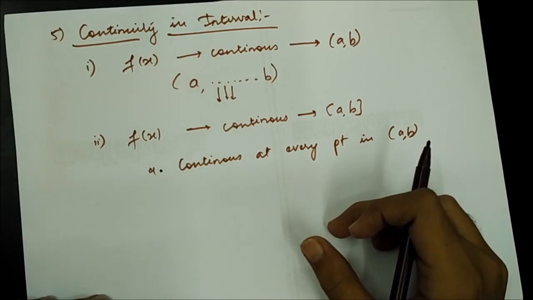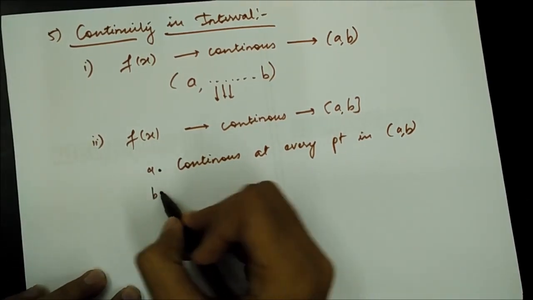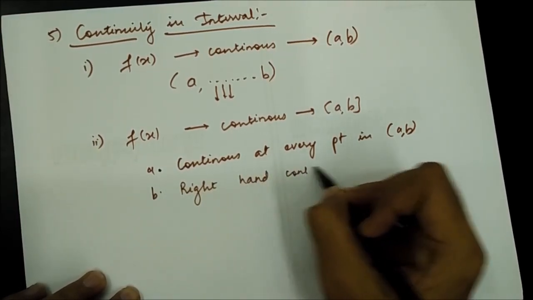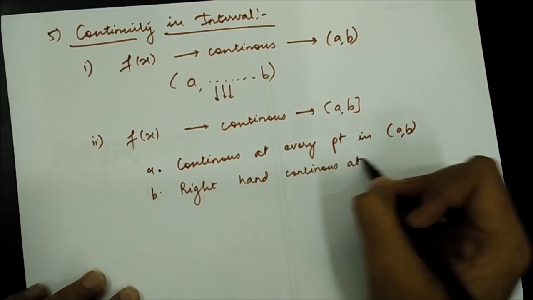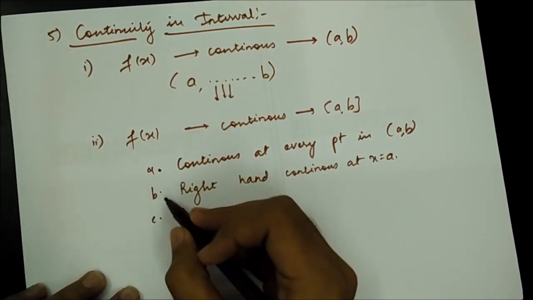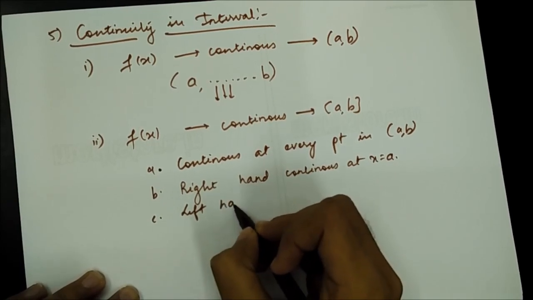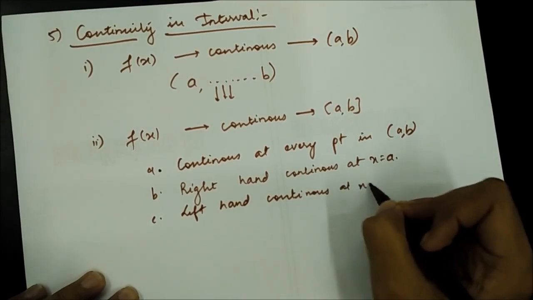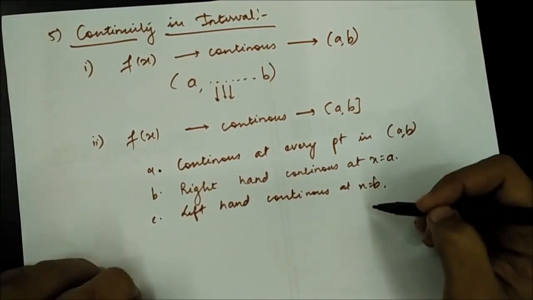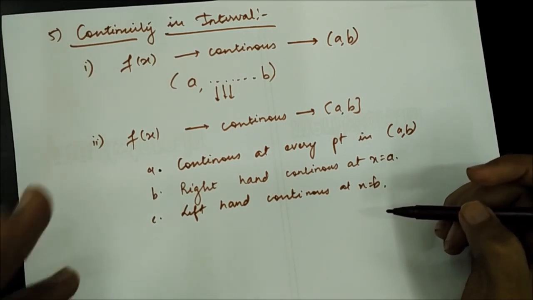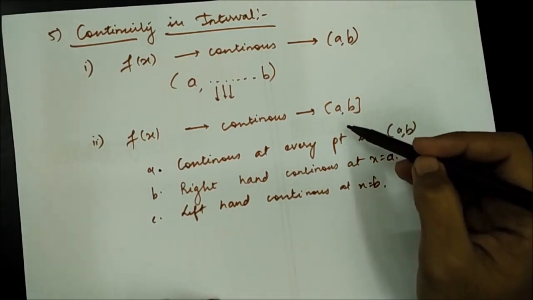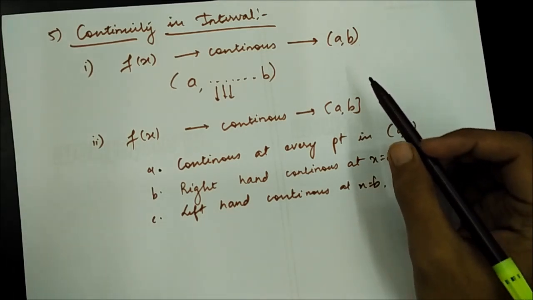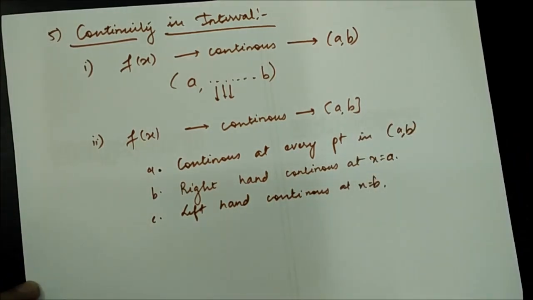The second condition is that it should be right hand continuous at x equal to a. And the third condition is that it should be left hand continuous at x equal to b. So if these three conditions are met, then the particular function f(x) is continuous in a closed interval [a, b], whereas in an open interval (a, b) it should be continuous at every point in the open interval (a, b).